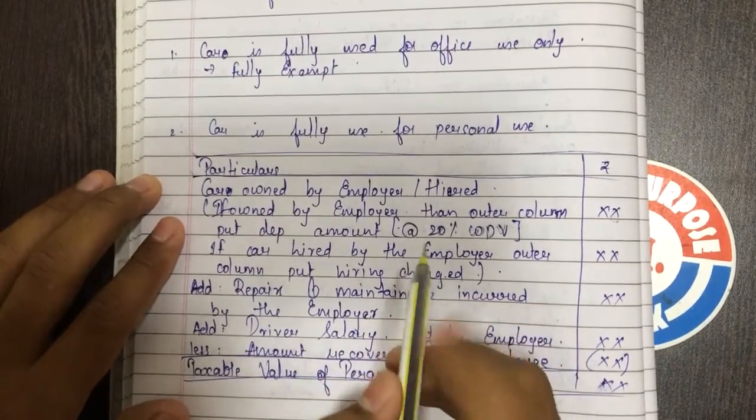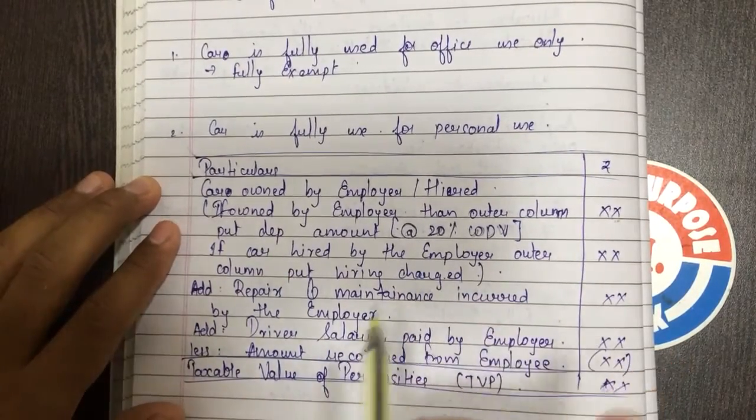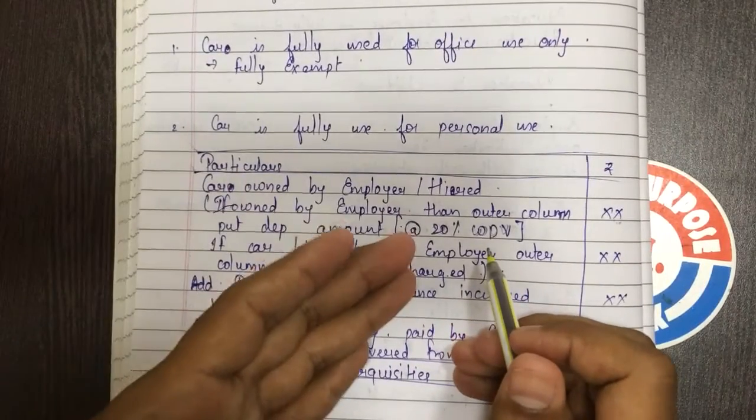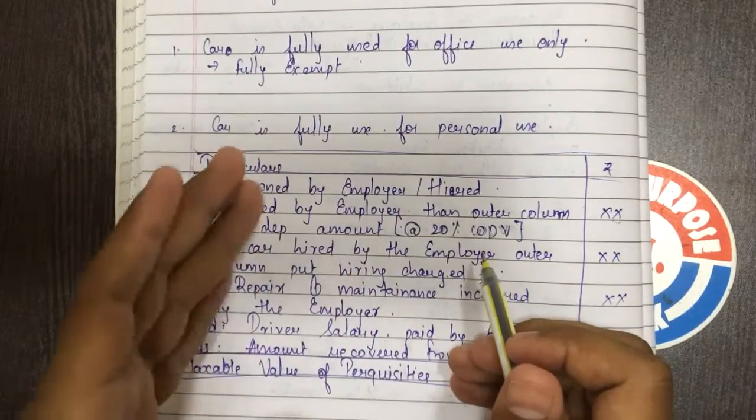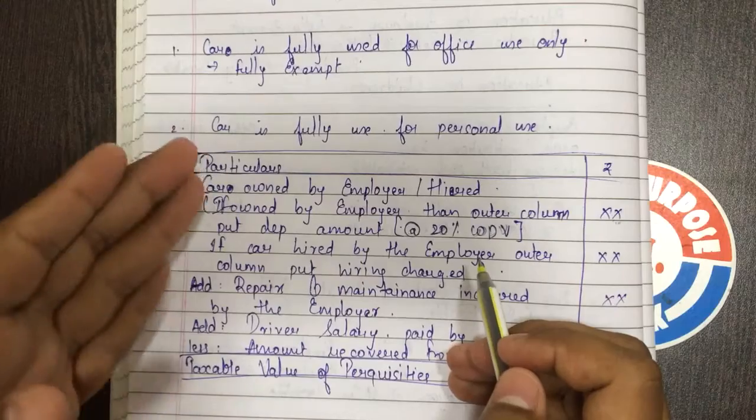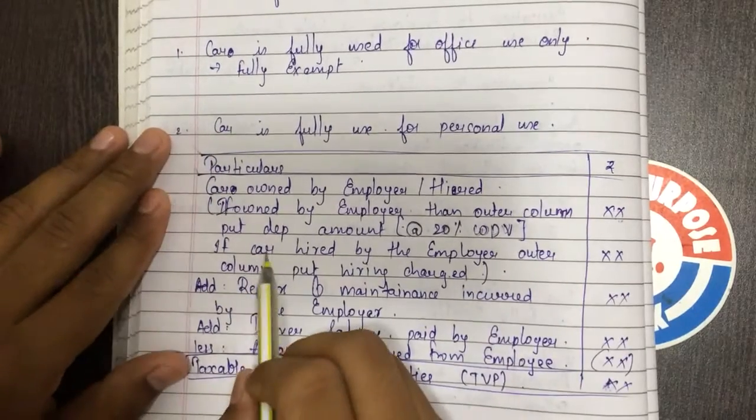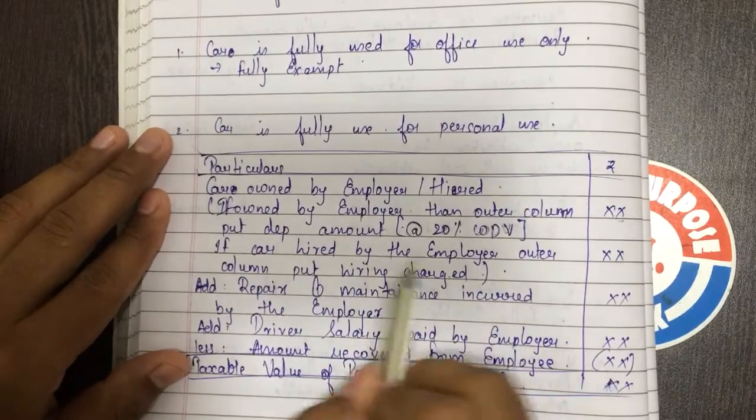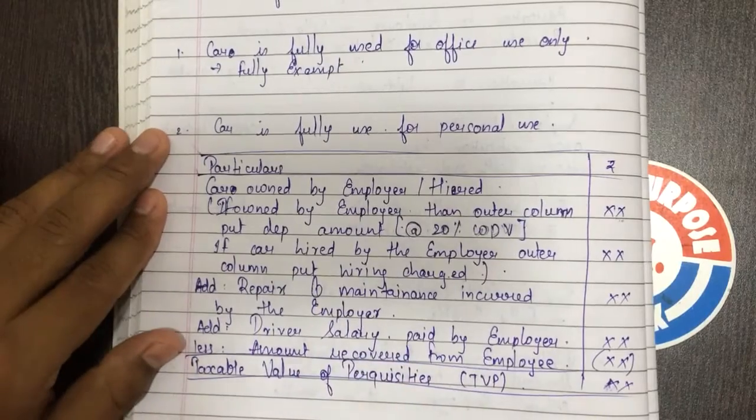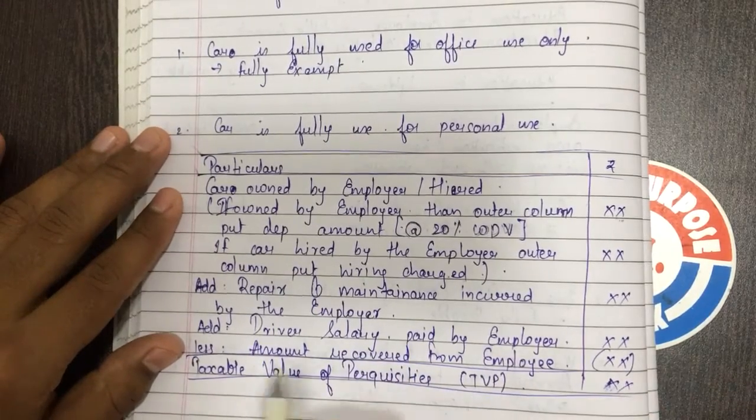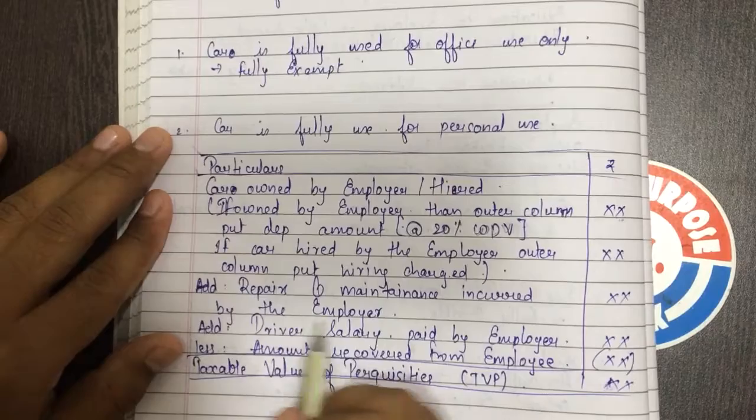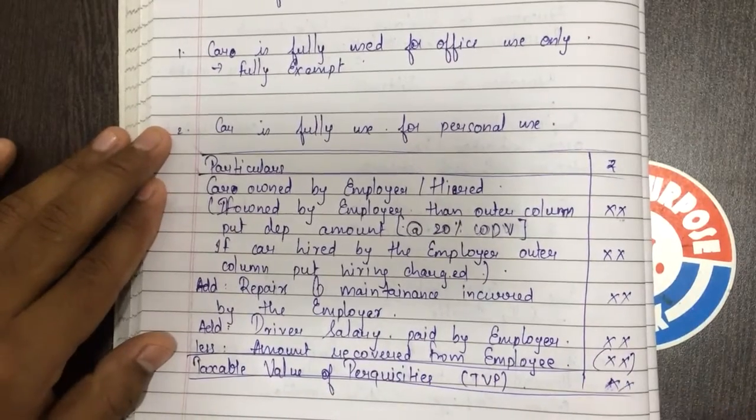So please don't ever jumble the PGBP rate with the salary rate, because if you do that you will definitely end up doing the sums wrong. If the car is hired by the employer, then in the outer column put hiring charges. It is very simple. You don't need to do anything. Add repairs and maintenance incurred by the employer. It is a simple case.